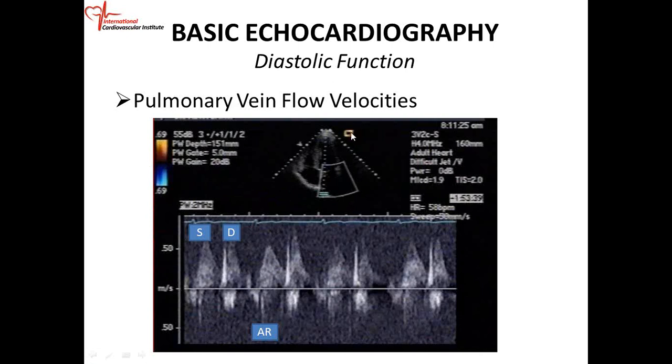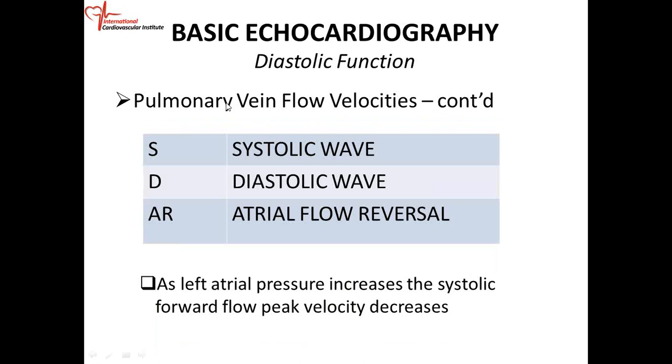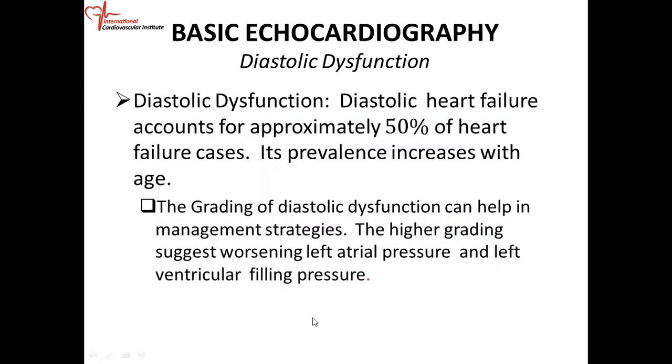So remember, your transducer is right there. In systole, blood is still flowing toward it, so it's above the baseline. In diastole, you still have blood flowing, so it's above the baseline. Your systolic component, diastolic component. But when the atrium contracts and blood is flowing in the opposite direction, it's moving away from the transducer. So you're going to get atrial reversal below the baseline. Okay. So in the pulmonary vein flow velocities, you have a systolic wave, you have a diastolic wave, atrial flow reversal. As the left atrial pressure increases, the systolic forward flow velocity decreases.